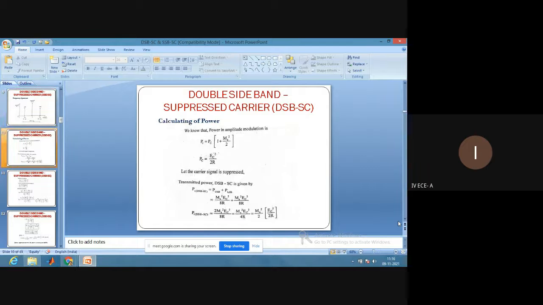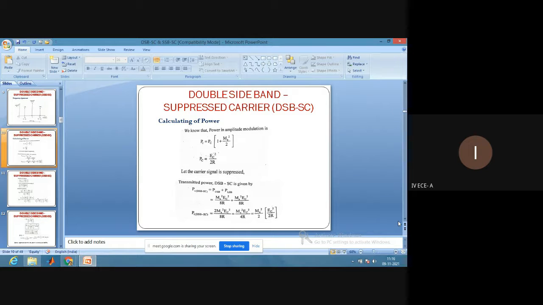Next we'll see the power calculation. In the previous session, we have seen the power calculation for the conventional AM system. It is represented as PT. PT is the total power, which is equal to Pc, the carrier power, into (1 plus ma squared by 2). And the carrier power is derived as Pc is equal to Ec squared by 2R.